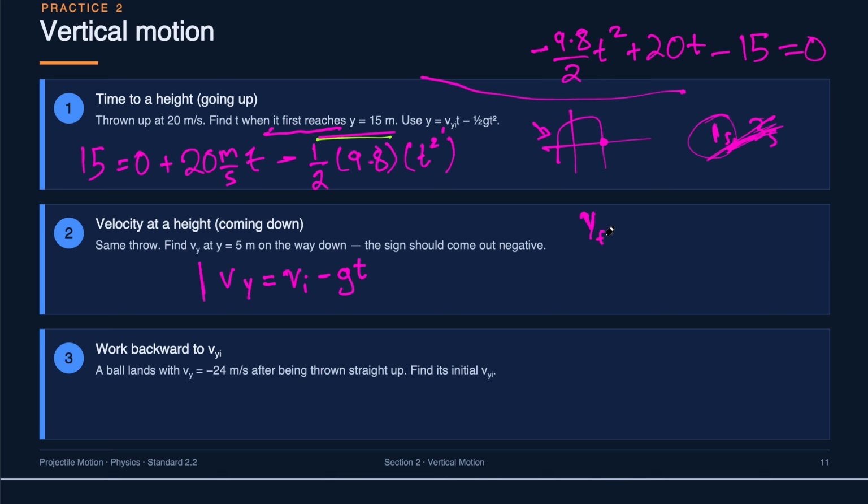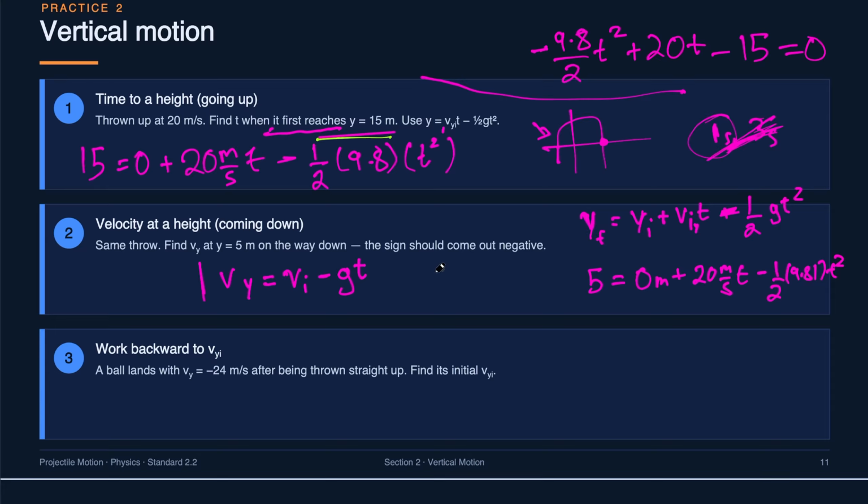Y final is equal to y initial plus Viyt minus 1/2 gt squared. It could be plus, but that's only if you consider g as negative inherently. Or you could just write this, which is a bit easier. So 5 is equal to yi, initial is 0 meters. Viy initial is 20 meters per second, like we saw last time. T I don't know yet. Minus 1/2 9.81 t squared, which I don't know yet.